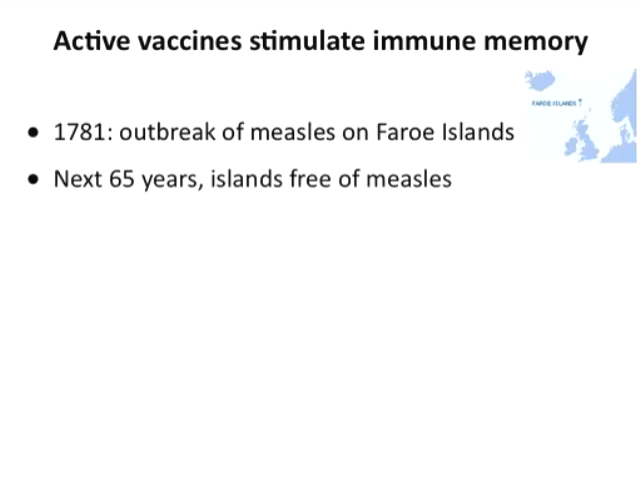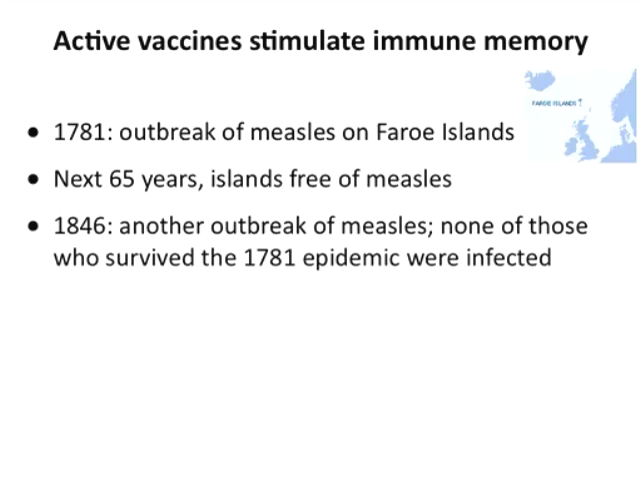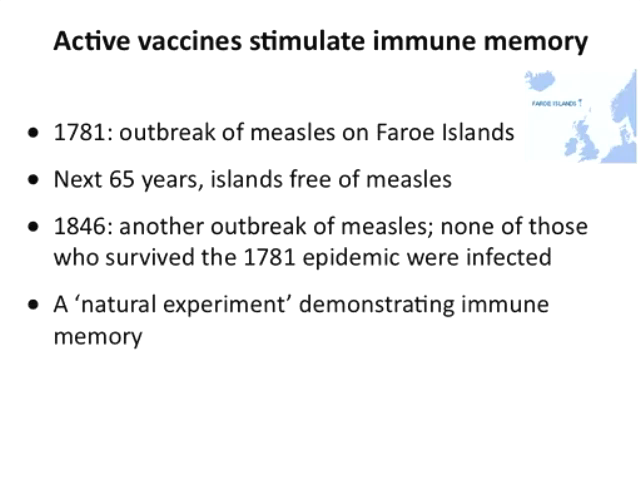Now, measles is a virus that requires a good number of susceptibles to spread. It needs about 300,000 susceptible individuals in a population to spread. That number wasn't achieved on this small remote island, so there was no measles. In 1846, there was another outbreak. None of the individuals who had survived the original epidemic were infected. They were protected because they had immune memory. Everyone else was susceptible. They were probably born in the intervening time. So that was a natural experiment showing immune memory.